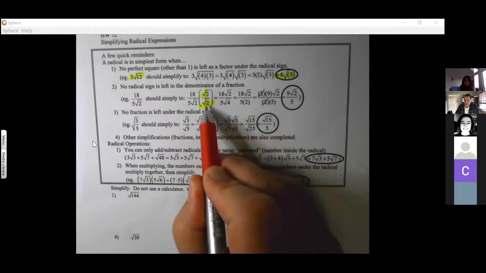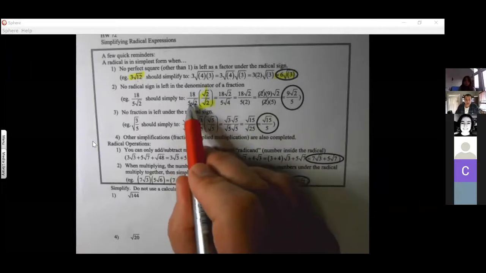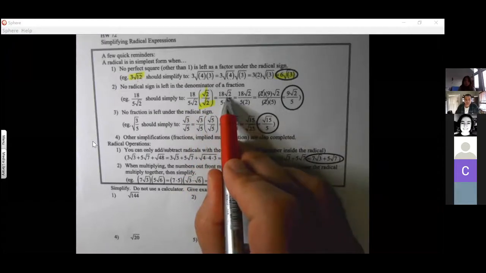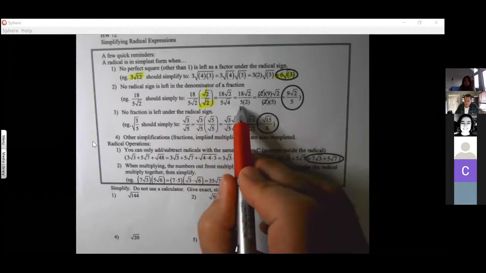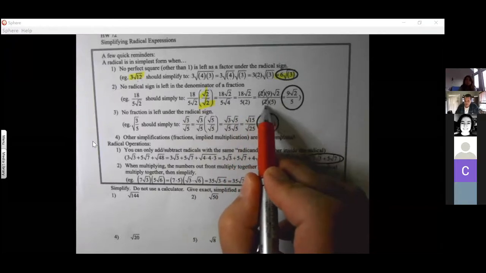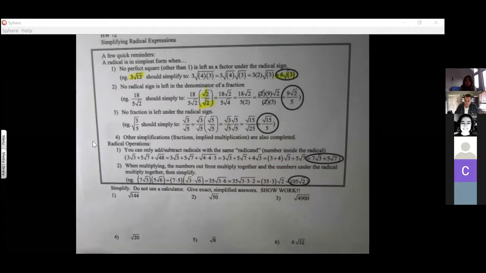In order to make this work mathematically, we have to multiply the top and the bottom by the same amount to retain the value of the fraction. So when I multiply 18 times root 2, I get 18 root 2. And now I've got 18 root 2 over 10. Those are both even numbers, so I can simplify it further. I can change 18 into 2 times 9. 10 is 2 times 5. The 2's cancel. And this is the simplified version of this one.